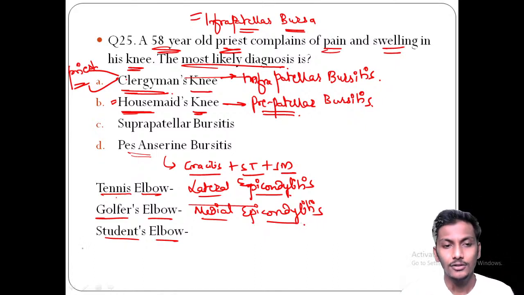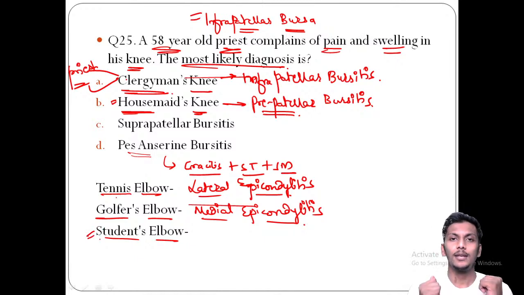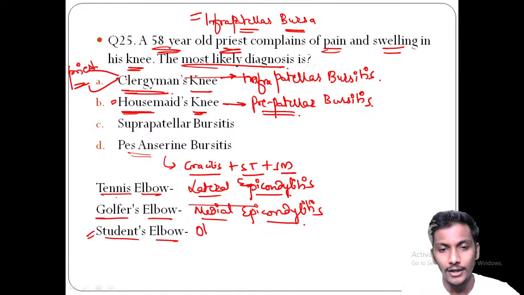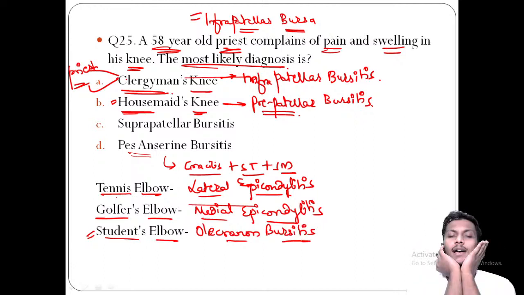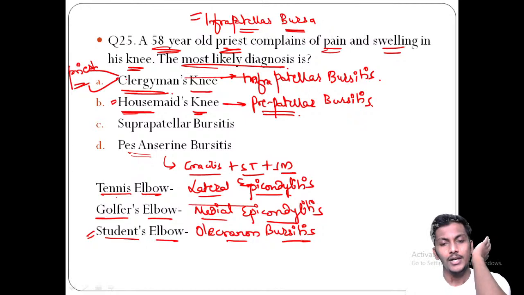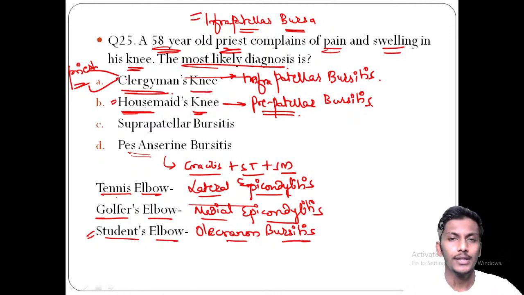Okay, and last is your student's elbow. What do we mean by student's elbow? So please remember, student's elbow is nothing but your olecranon bursitis. Usually students rest their elbows on the bench, right? So usually what happens, due to repetitive contact with the bench, this olecranon bursa can undergo inflammation known as olecranon bursitis, and this condition is known as your student's elbow. Okay, I hope this is very much clear to you.